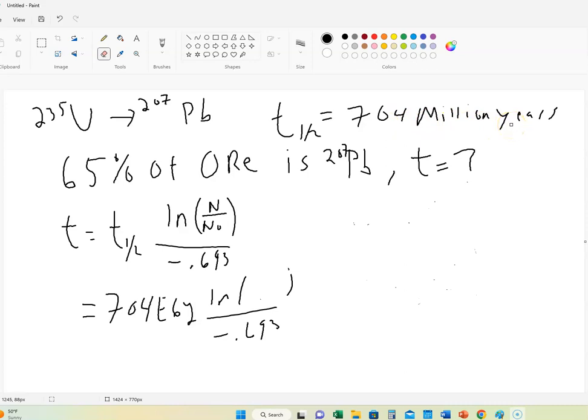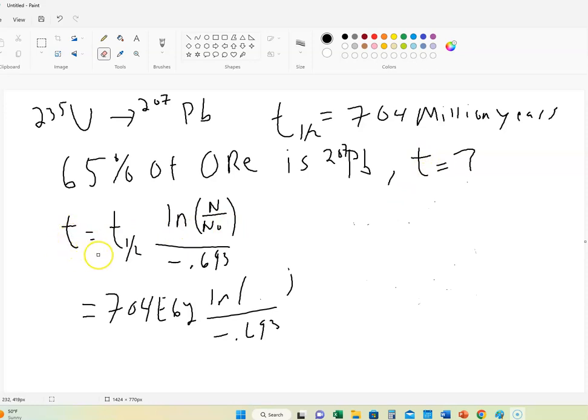All right, so here's our problem. When you dig up this ore, 65% of the ore is in the form of lead-207. So what's the age of the ore? The age of the ore is what T is.